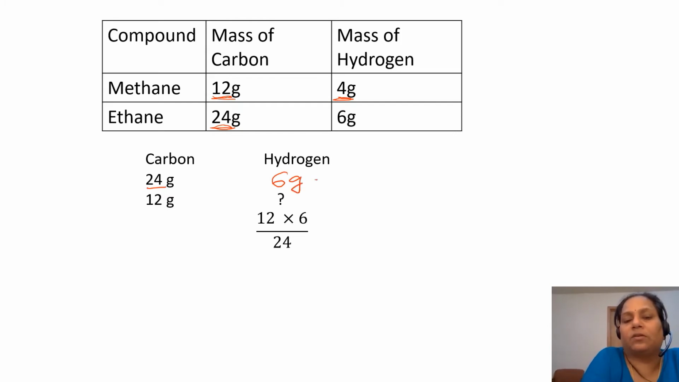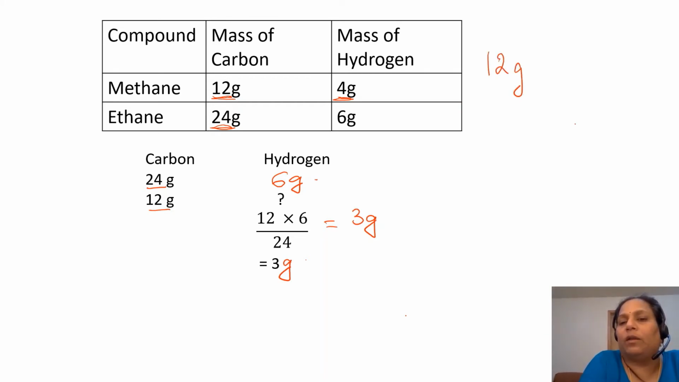6 grams of hydrogen. So I need a fixed mass of carbon, that is 12 grams of carbon. So how many grams of hydrogen will be there in 12 grams of carbon? It will be 12 multiplied by 6 upon 24. This will work out to be 3 grams. So I have 3 grams of hydrogen for 12 grams of carbon. So the fixed mass of carbon is 12.